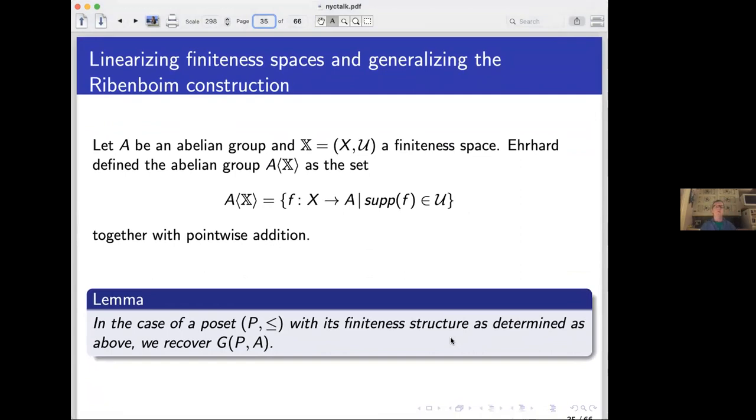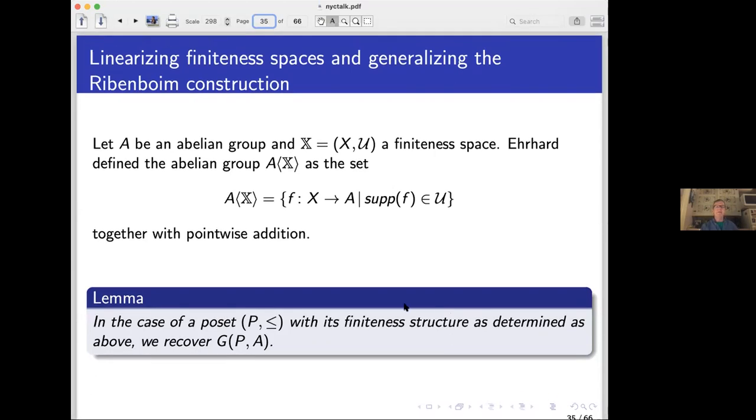Okay, so how do we get the ring structure that Ribenboim got? So we're going to use an operation that's due to Ehrhard again, and we called it linearization. So if you give me an abelian group A and a finiteness space X, I'll define A bracket X to be all those functions from X to A such that the support of F is finitary, together with pointwise addition. And so this definition here is exactly Ribenboim's, just expressed differently, given that all of Ribenboim's posets are examples of finiteness spaces.